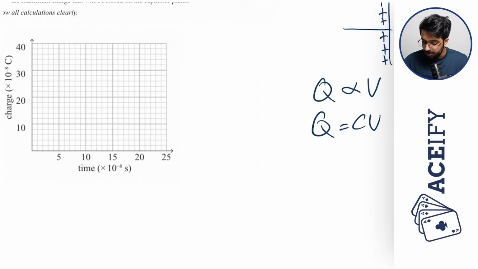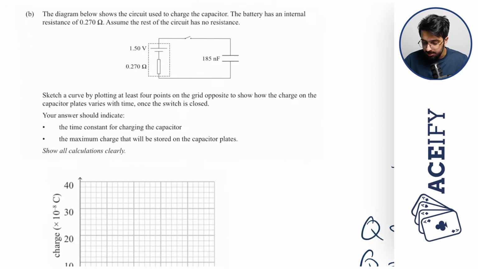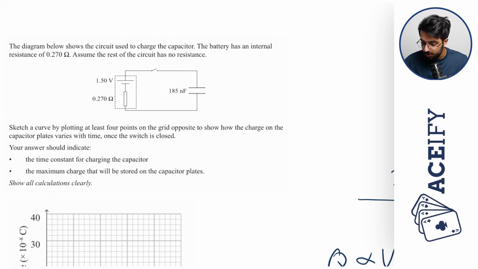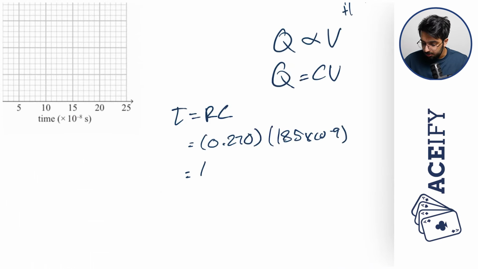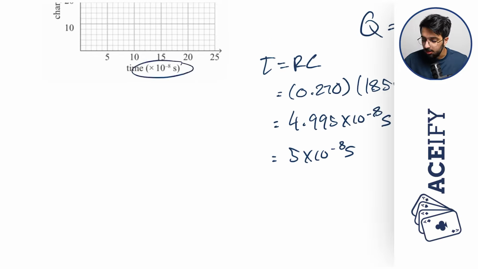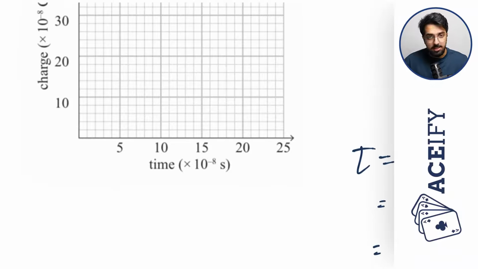And so therefore we can figure out our time constant because our time constant is equal to the resistance times the capacitance. The resistance is given up here as 0.27, and our capacitance is still 185 nanofarads. And this gives a time constant of 4.995 times 10 to the negative 8 seconds. And I'm going to round this to 5 times 10 to the negative 8 seconds. The reason for this is because our x-axis is in terms of times 10 to the negative 8, as you can see right here. And our x-axis is split in fives very nicely, and so that just makes it easier on ourselves.